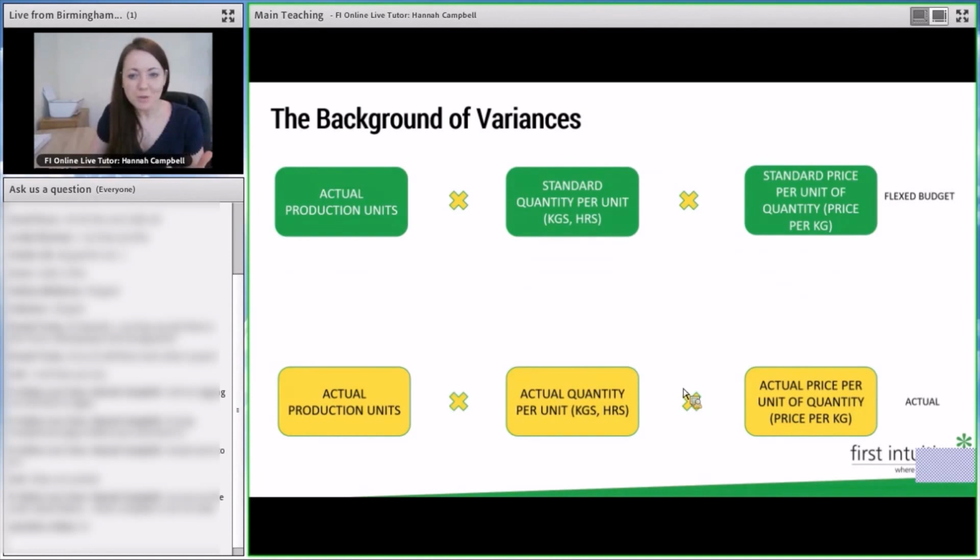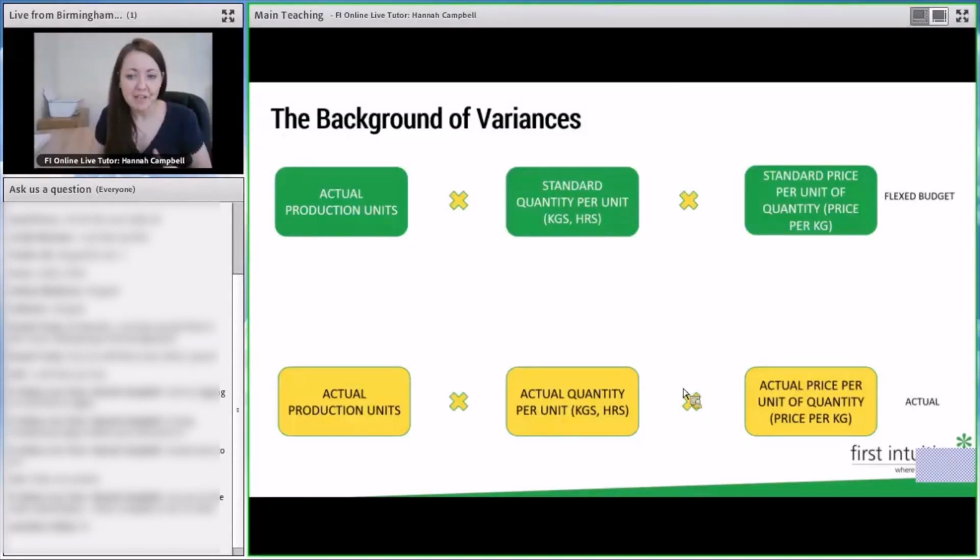So how do we arrive at a quantity variance and a price variance? How do we take this total variance and break it down to further understand our performance? What you're seeing on screen here is your flexed budget versus your actual. Now, this is always referred to as our total variance. So if ever you are asked to calculate a total material variance or a total labour variance, they simply want you to look at the flexed budget of material versus the actual cost of material.